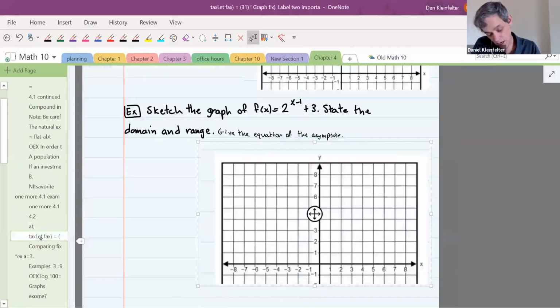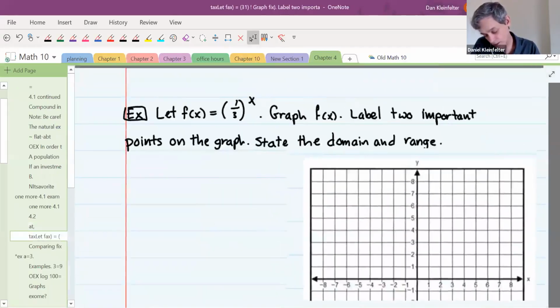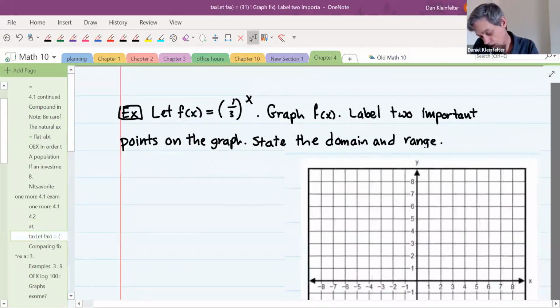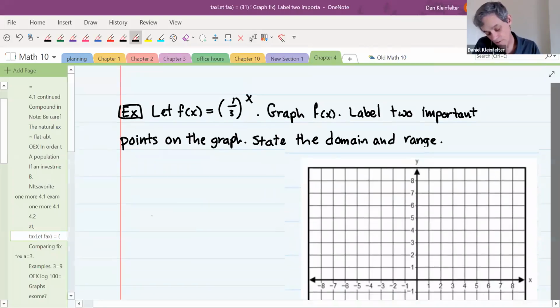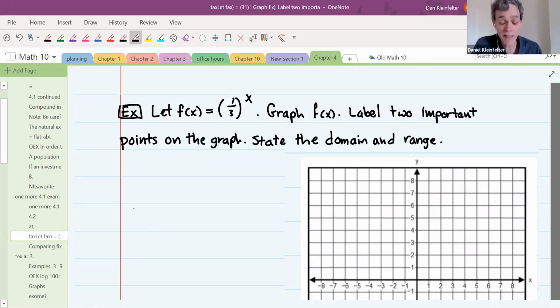All right, so we're going to try to do a couple of graphs here. So here it says let f of x equal 1/3 to the x. We're going to graph f of x. We'll label 2 important points on the graph, and then also we're going to state the domain and range in interval notation. So let's go for the important points first.